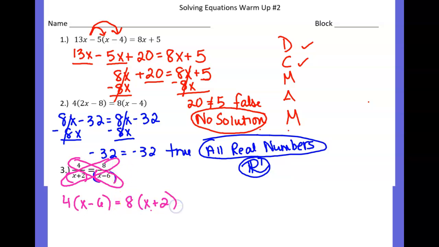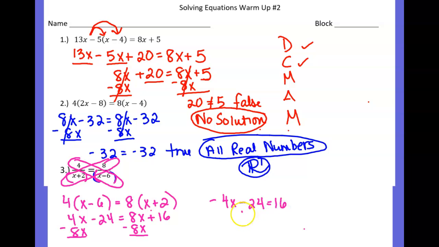And again, now we just go back to our DCMAM. We distribute: 4x minus 24 equals 8x plus 16. We'll subtract 8x from both sides. 4x minus 8x is negative 4x. And then we've got a minus 24 equal to 16. Then we're going to add the 24 to both sides. When we do that, we get negative 4x is equal to 40. Divide by negative 4. And we are running out of space here, but our x is going to be equal to negative 10.